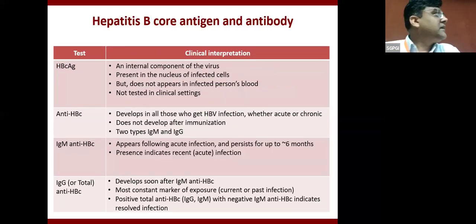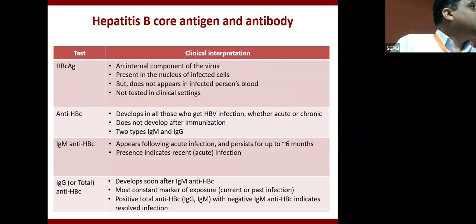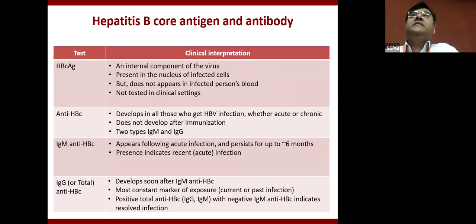Core antigen, I have already told you, does not appear, and anti-HBc develops in those when the person is infected. What are we giving in the vaccine? What is the vaccine composed of? Hepatitis B vaccine. Does anyone know what is in the vaccine?